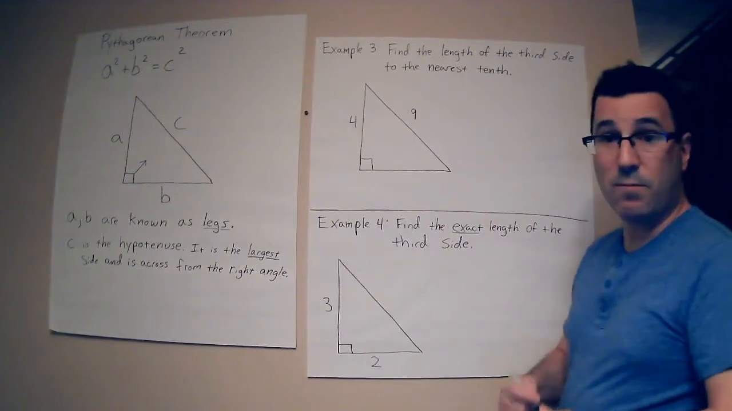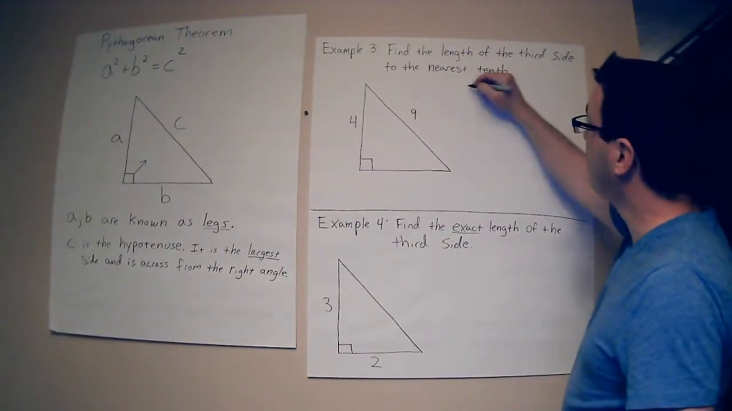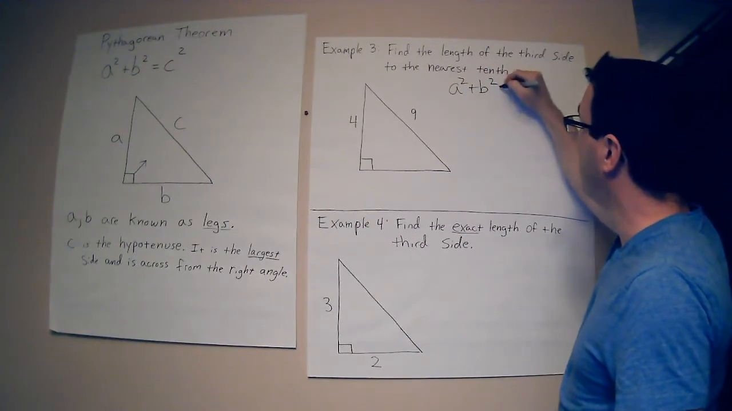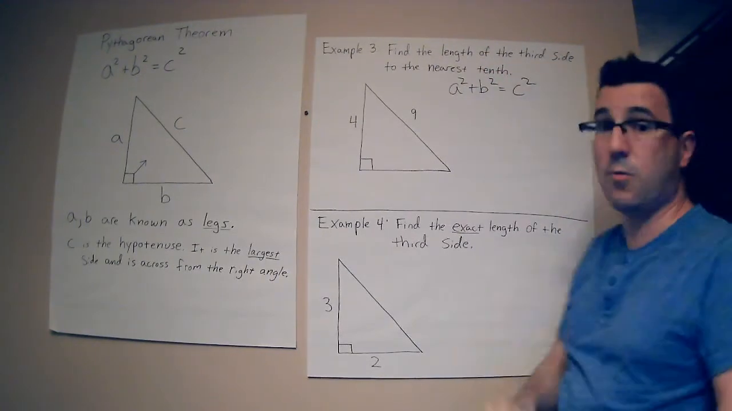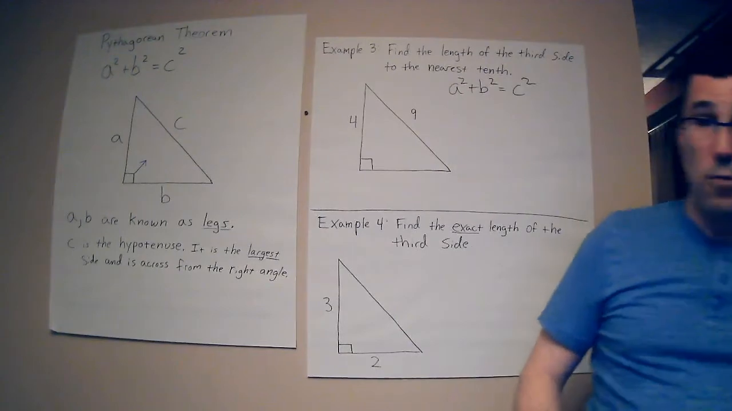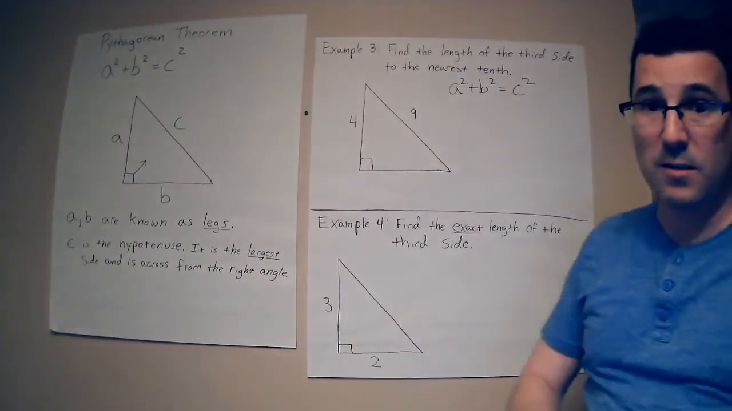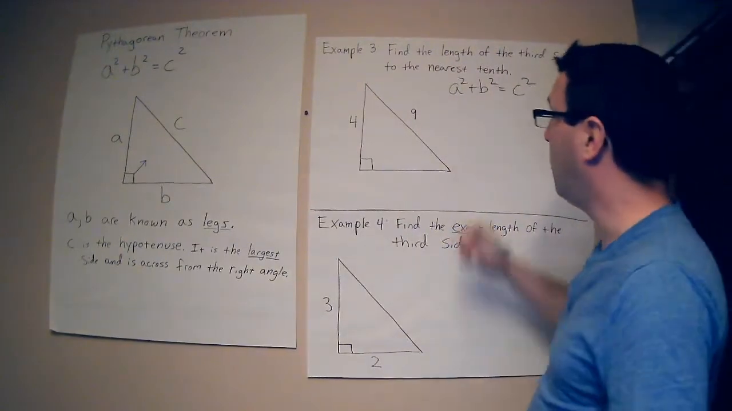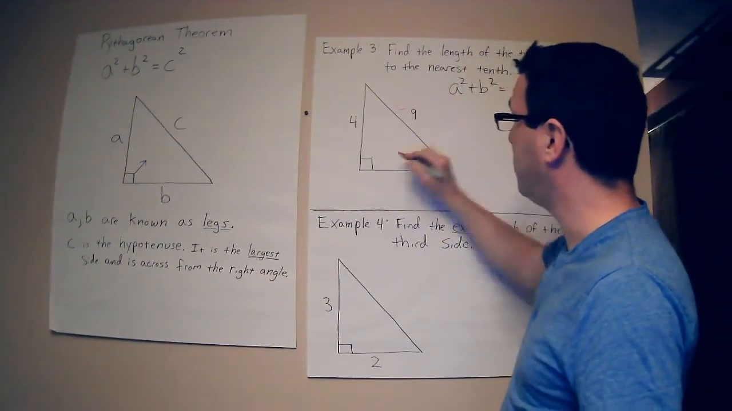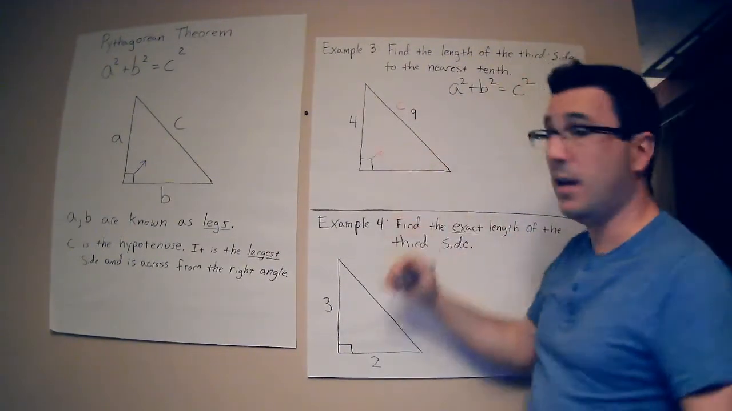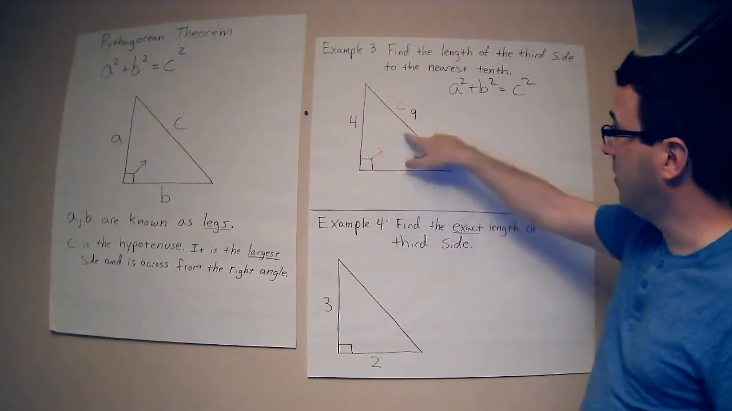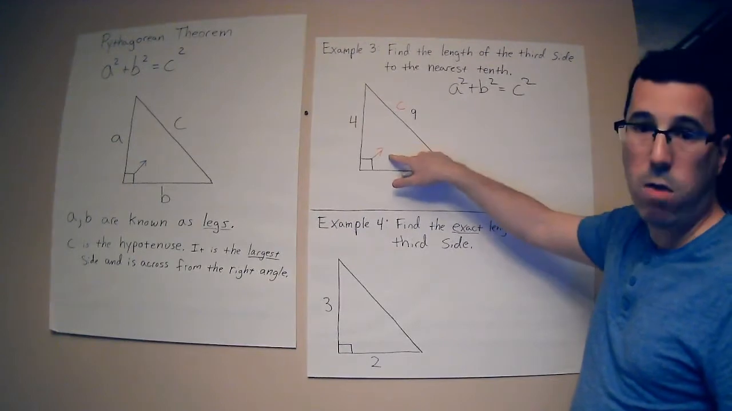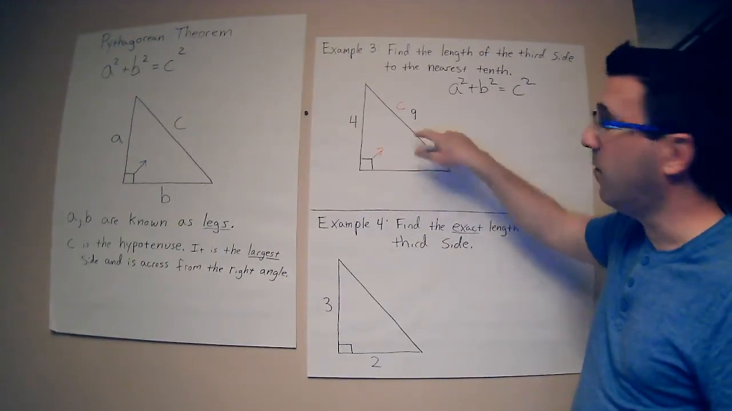So again, the first thing we're going to do, write the formula. A squared plus B squared equals C squared. Now if you want to, you can label the sides, so that it's a little clearer for you. I know that this side is C because it's the side that's opposite the right angle.